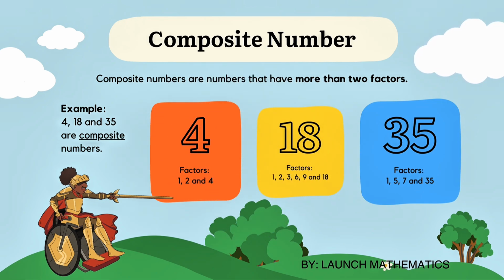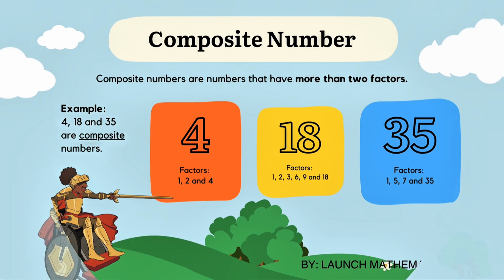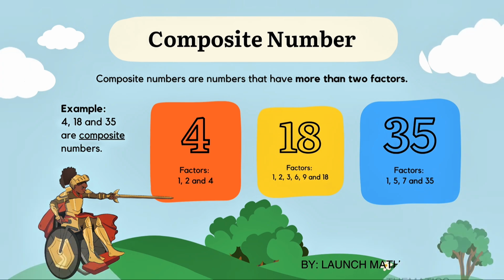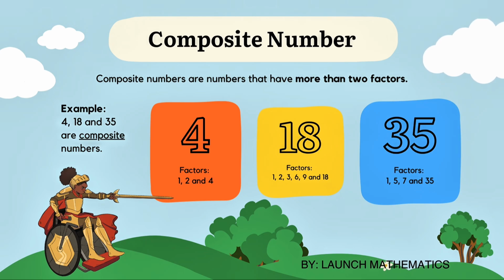Now what are composite numbers? Composite numbers are numbers that have more than two factors, which can be 1 and itself too. For example, 4 has factors 1, 2 and itself 4. 18 has factors 1, 2, 3, 6, 9 and itself. On the basis of the factors, 4, 18 and 35 are composite numbers.